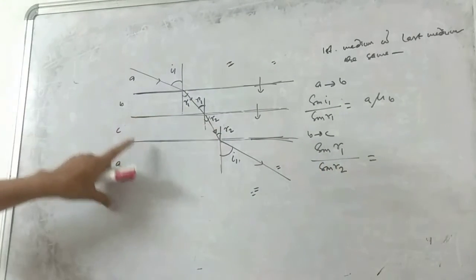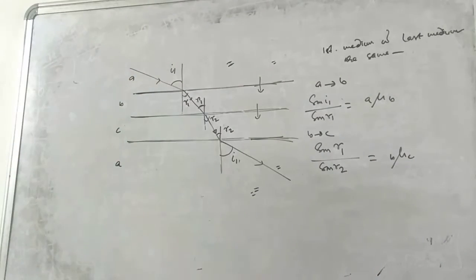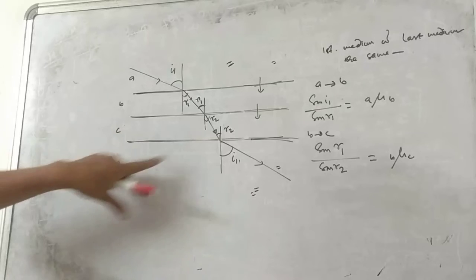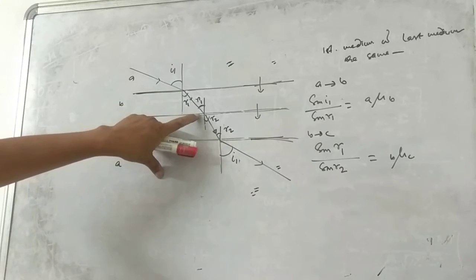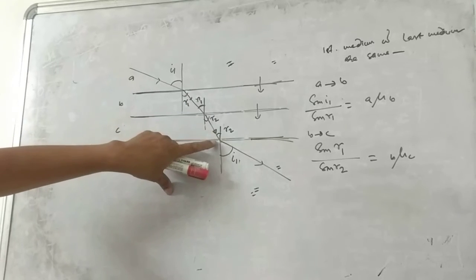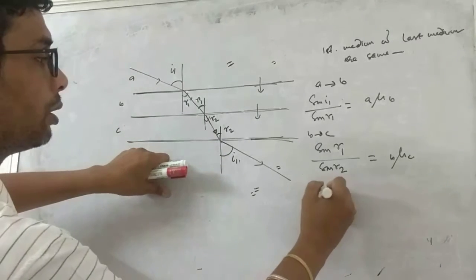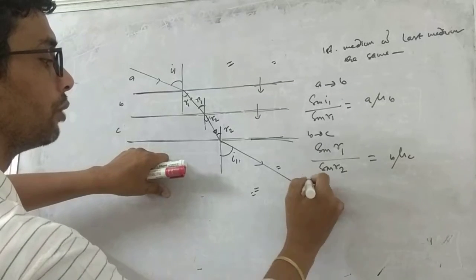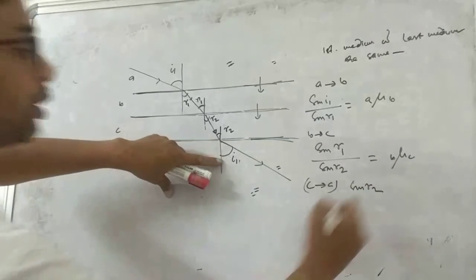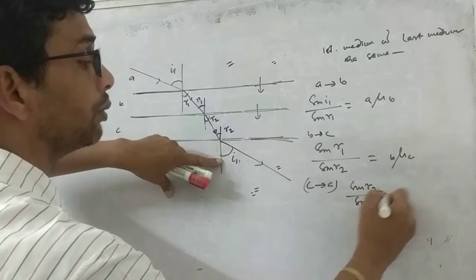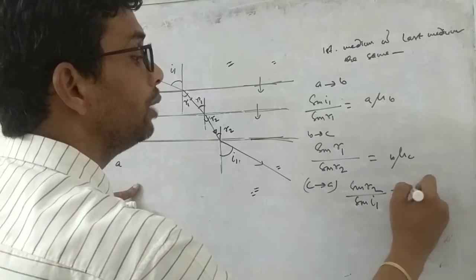It's nothing but B to C, C with respect to B, and lastly from C to A. First refraction at this point from A to B, second refraction at this point from B to C, and third refraction at this point from C to A. From C to A, sine of R2 by sine of I1 is nothing but mu C to A with respect to C.